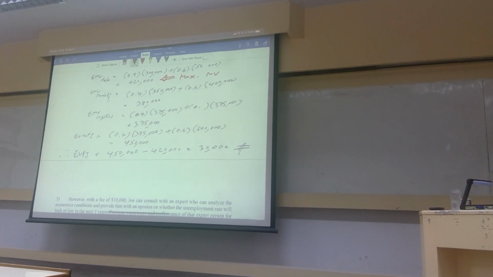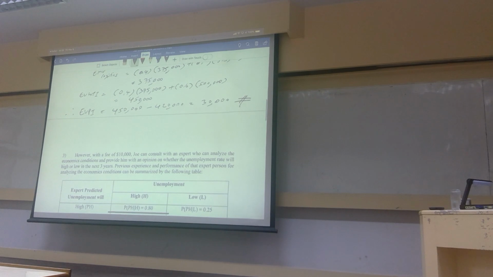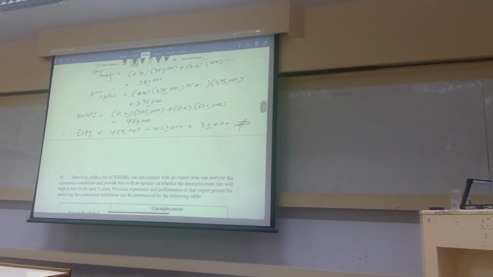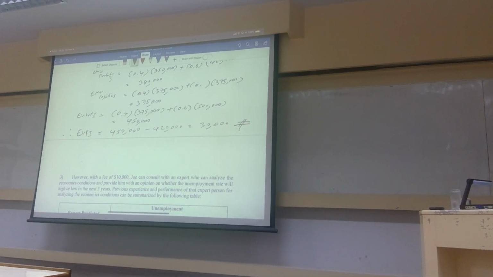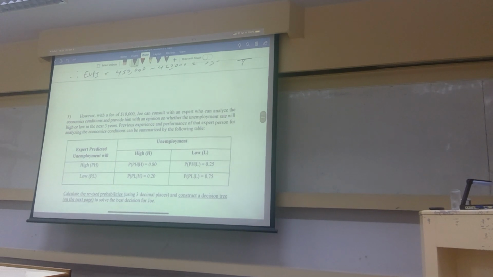Okay, so how about the next question? For the next question, it says that however with a fee of $10,000, Joe can consult with an expert who can analyze the economic conditions and provide him with an opinion on whether the unemployment rate will be high or low in the next 3 years. Previous experience and performance of that expert for analyzing the economic condition can be summarized by the following table. This is the conditional probability. I'm using PH to represent the expert's prediction that unemployment will be high.